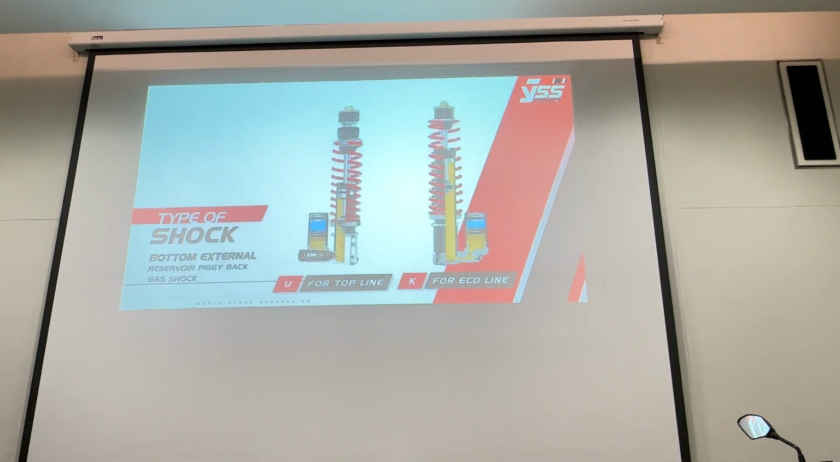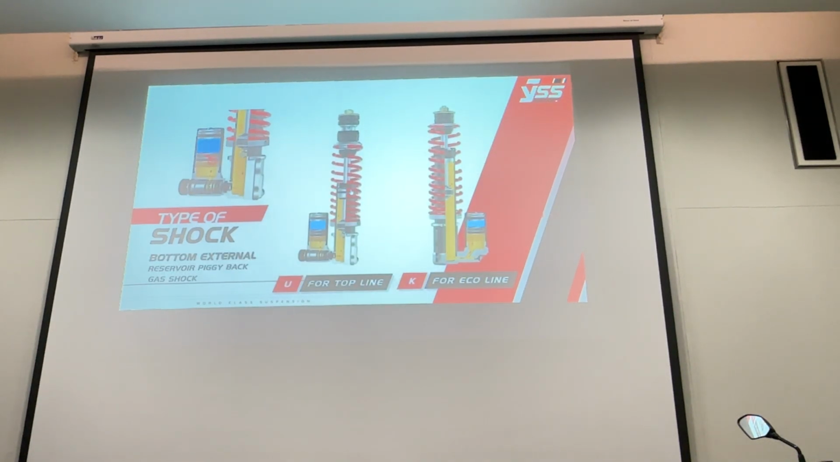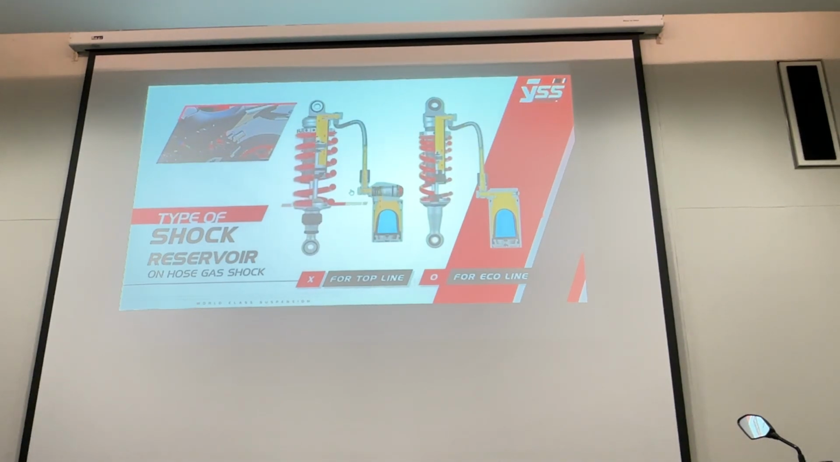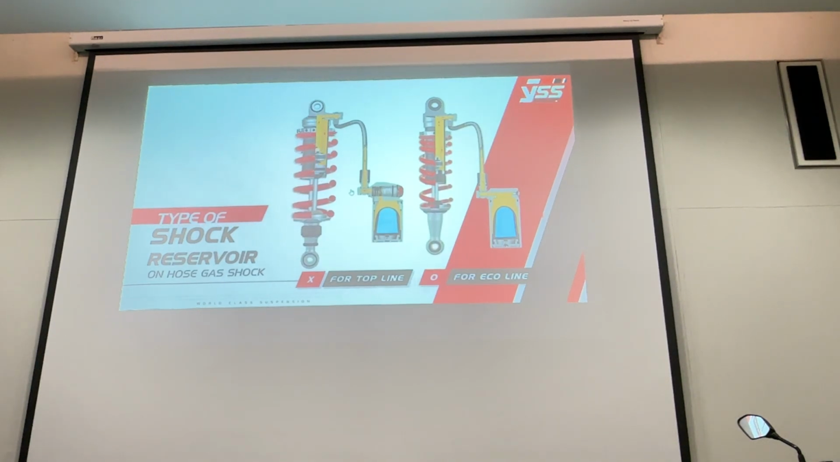Bottom external reservoir piggyback gas shock, U in top line and K in eco line. This gas shock absorber has piggyback attached to the bottom part of shock absorber. Reservoir on hose gas shock, X in top line and O in eco line. This gas shock absorber has hose with piggyback. The reservoir can be installed to the unobstructed area to solve the problem of some vehicles, which has less space to install shock absorber. This shock absorber can adjust both rebound and compression.